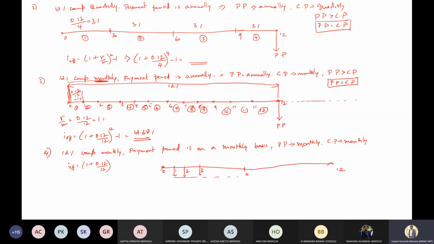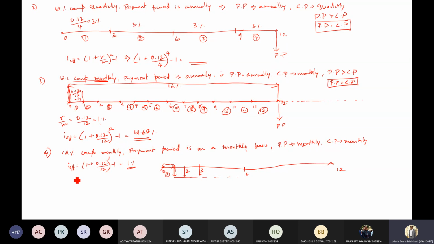N is how much? How many times it is compounded till you're making the first payment? It is only one over here. So (1 + i) to the power 1 minus 1, what you get over here is nothing but 1%. This 1% is for that particular time period only. This is the effective interest rate for this particular time period.